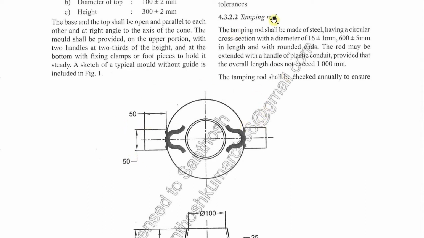And coming to the tamping rod, which is used for the slump cone test, the tamping rod shall be made of steel having a circular cross section with a diameter of 16 mm. So the tamping rod should be 16 mm. The tolerance is plus or minus 1 mm, and the tamping rod length should be 600 mm. The tolerance is plus or minus 5 mm in length, and with round end edge. In case a plastic conduit handle is provided, that length should not exceed 1000 mm, that is 1 meter.